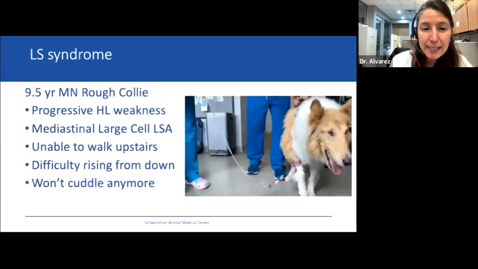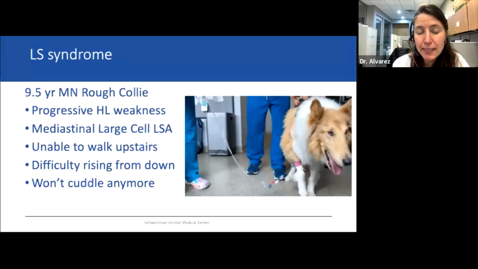All right, let's think about how to apply this to a case. So this was a really lovely dog, a 9.5-year-old male neutered rough collie that presented to me really as a last resort. If there's anything you can do to help my dog. The owner was actually a veterinarian.